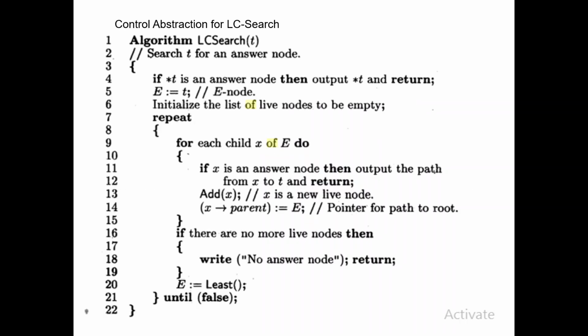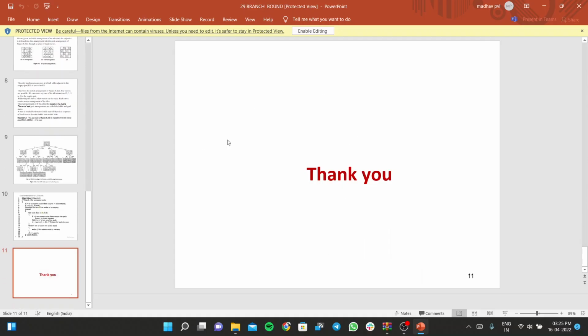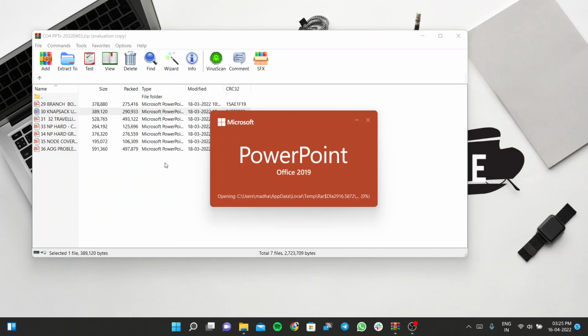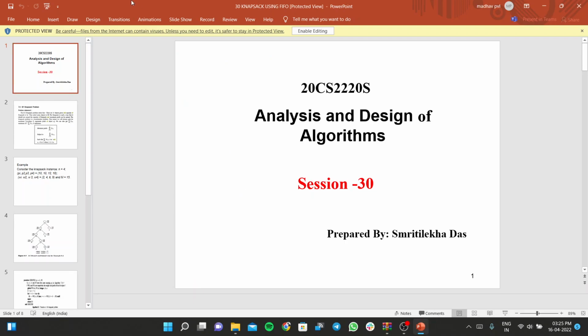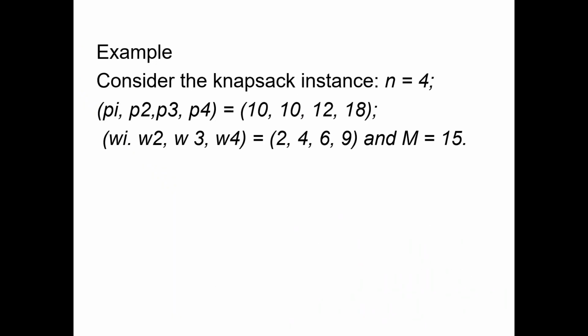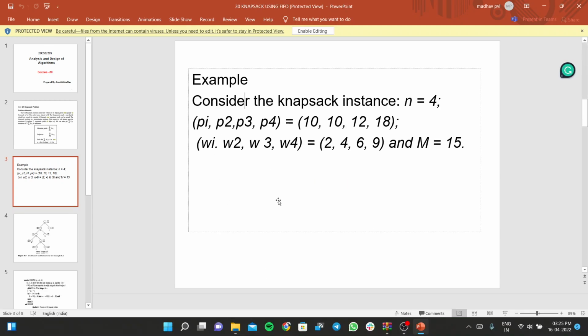So this is an algorithm for it. You need to remember this algorithm for the exam purpose, as this is an important question. Now let us see the next one, that is knapsack using FIFO, that is knapsack using branch and bound method. Knapsack using branch and bound method is also one of the easiest things if you just remember.